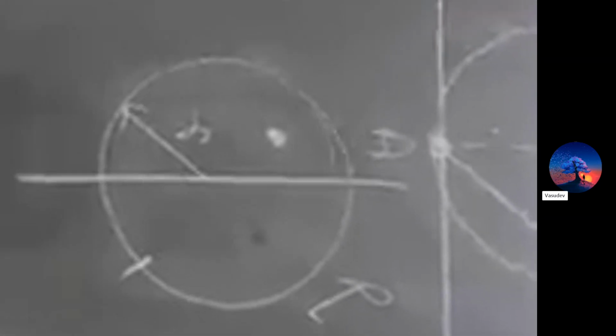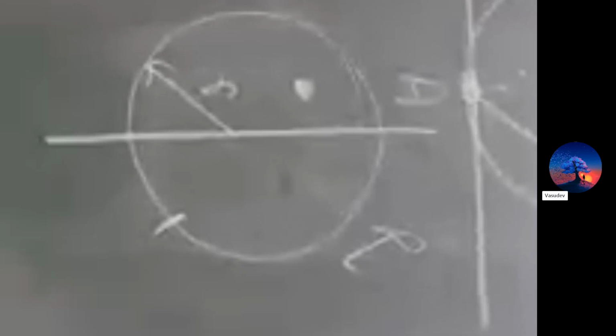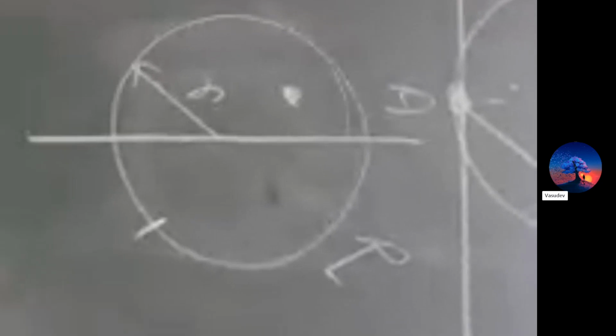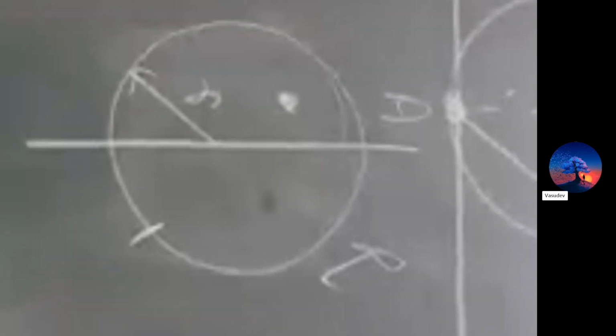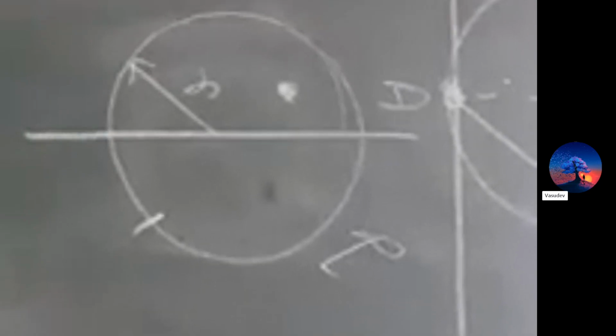It will not take Vasudev this long. Come on, Vasudev. So you know that the EMF is going to be R by 2 dB by dt. All right. So ultimately, if that's the EMF, basically what you want is the integral of E dt over the entire time.